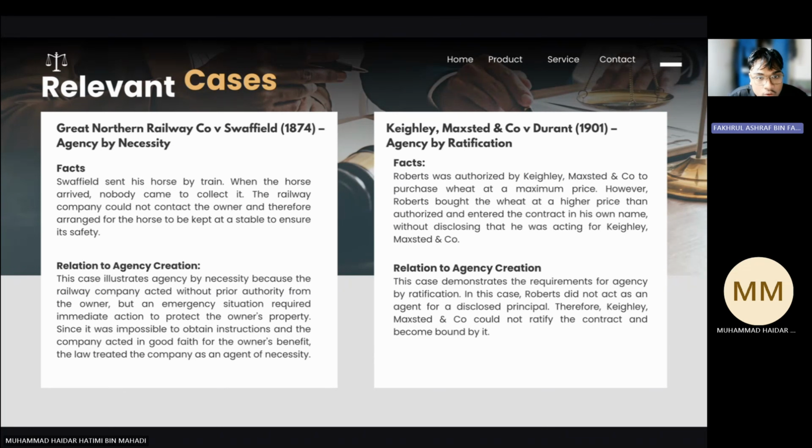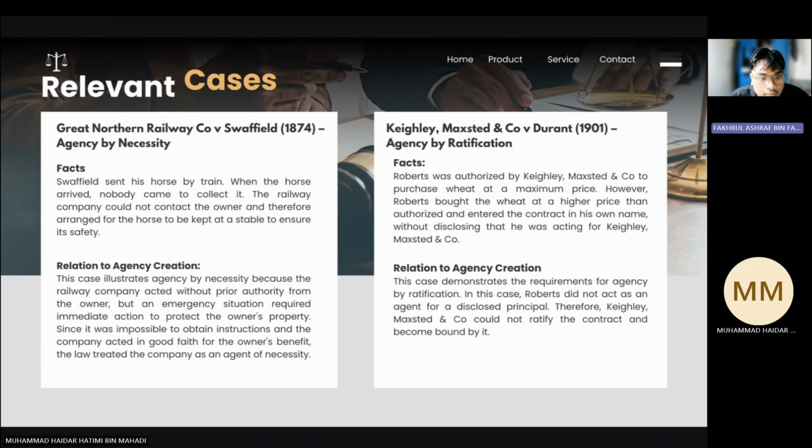Great Northern Railway Co. versus Sewell 1874 is agency by necessity. The fact is that the owner sent his horse by train. When the horse arrived, nobody came to collect it. The railway company could not contact the owner and therefore arranged for the horse to be kept at a stable to ensure its safety. Why is this related?